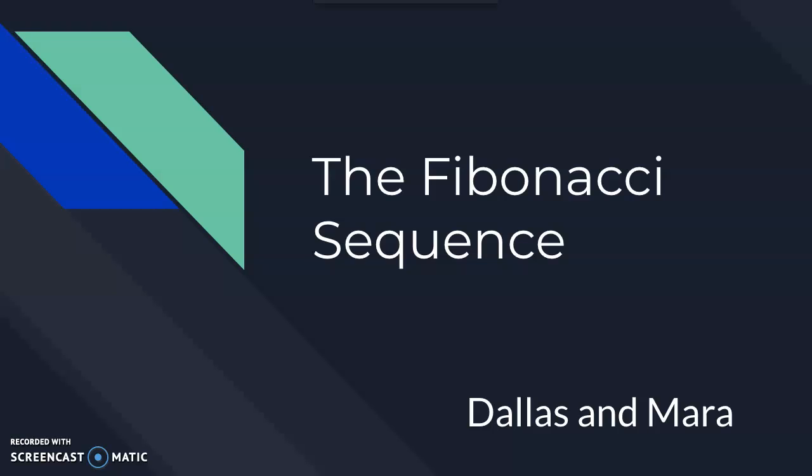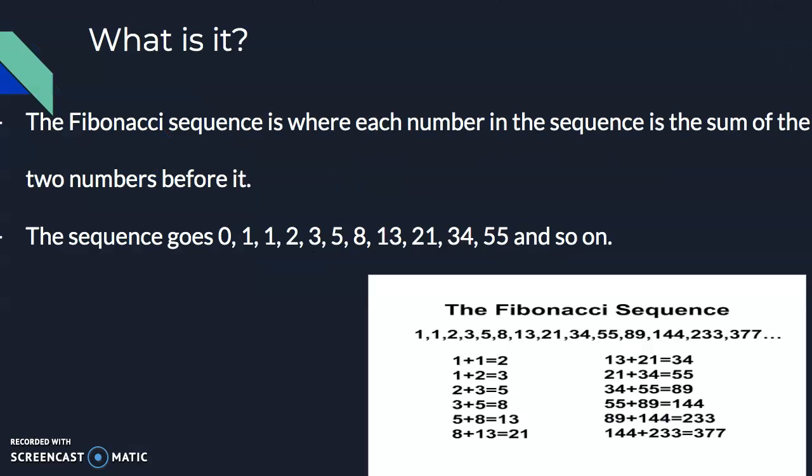So we had the Fibonacci sequence. What is it? The Fibonacci sequence is where each number in the sequence is the sum of the two numbers before it. The sequence goes 0, 1, 1, 2, 3, 5, 8, 13, 21, 34, 55, and so on. They get these numbers by adding the two numbers before it. So 1 plus 1 equals 2, then 1 plus 2 equals 3, 2 plus 3 equals 5, and so on.